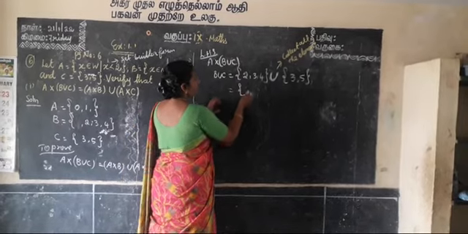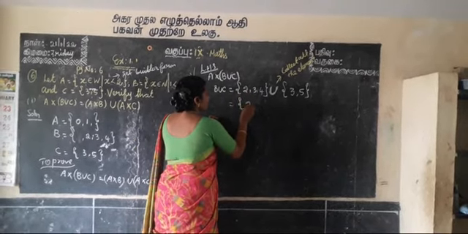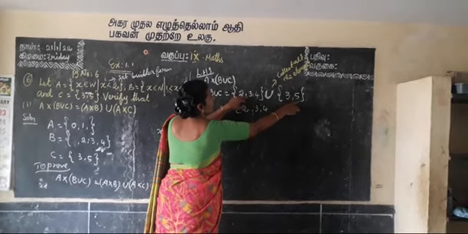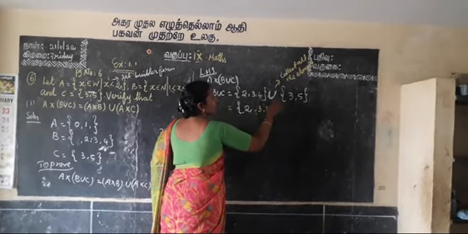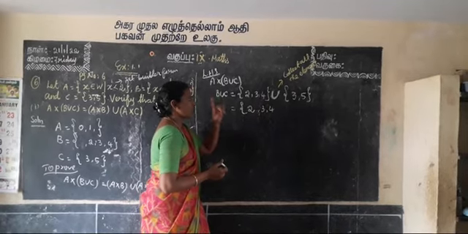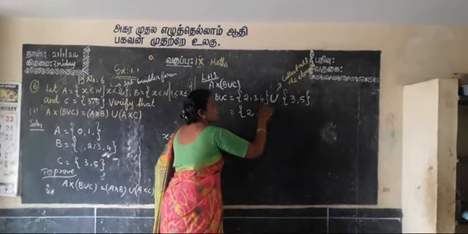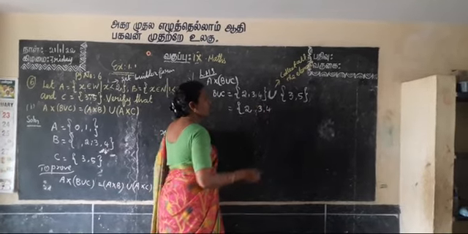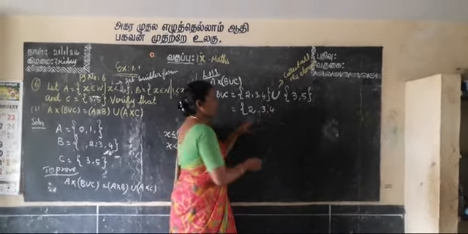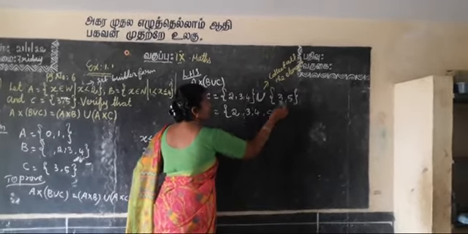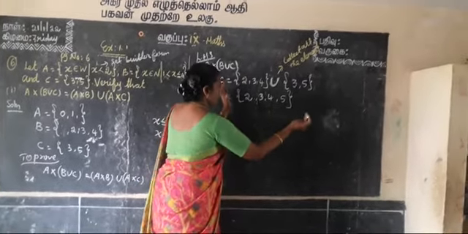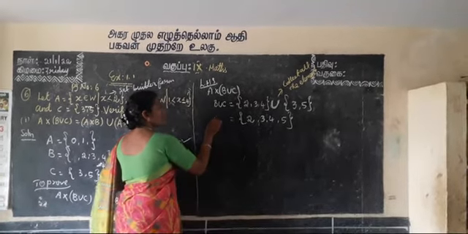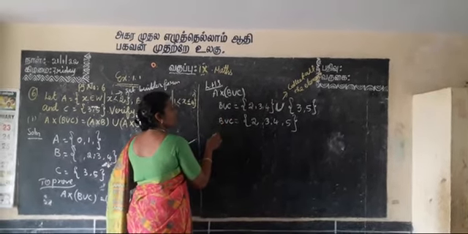Okay, join and write. So first you have to write 2 and then 3 and then 4 and then join and write. 2 appears two times. Repeated elements, write only one time. No need to write 3 again. Okay, and then which one to write? 5. When you join the two sets of elements, that is called union. So now we have finished B union C.